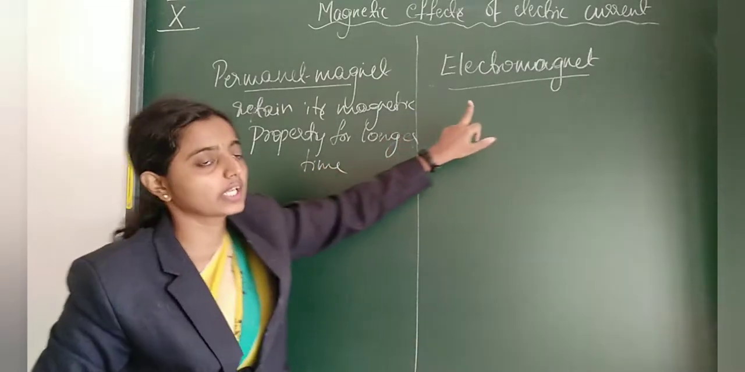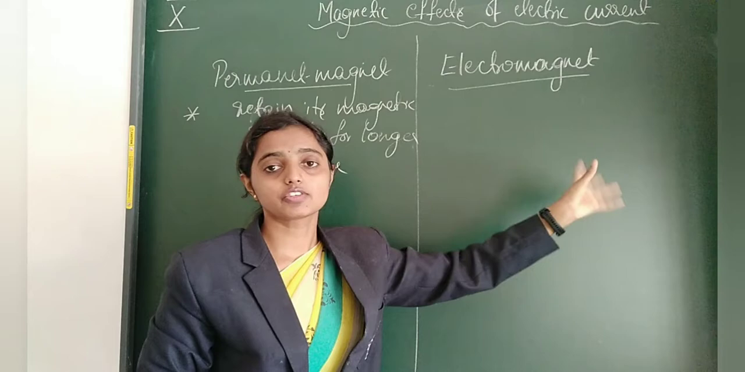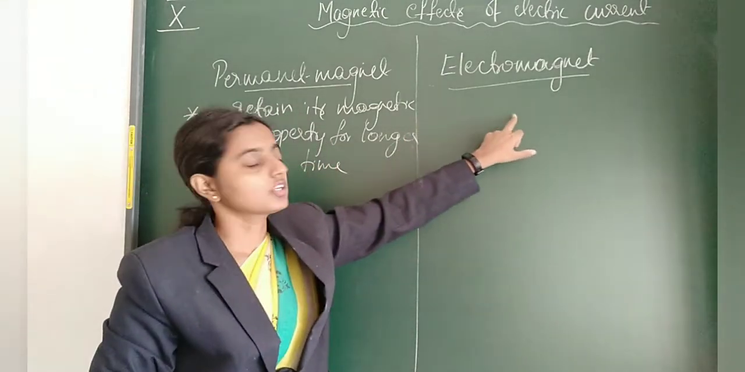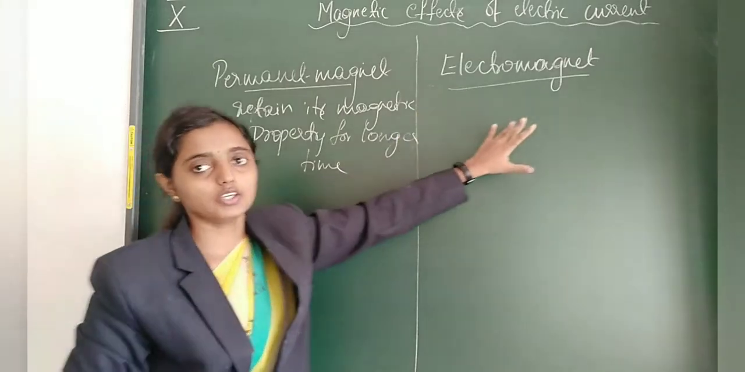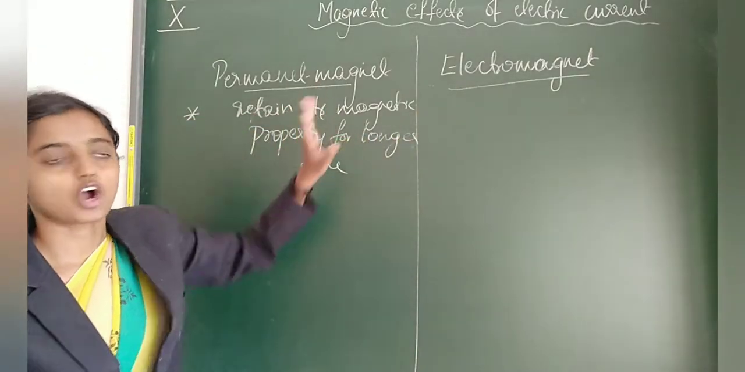Since we will get magnetic field lines only when we switch on, when we switch off we won't get any magnetic field lines. So it does not retain its magnetic property for a longer time. But here it can keep it for a longer time.